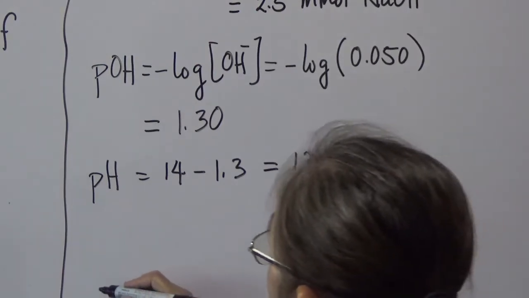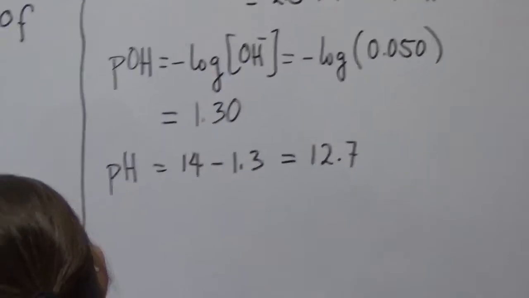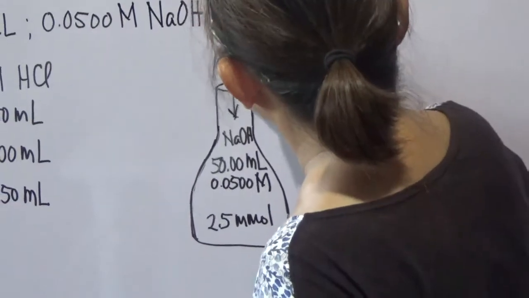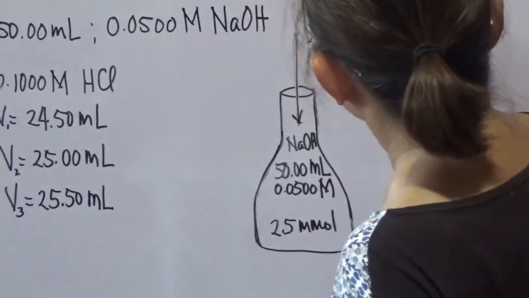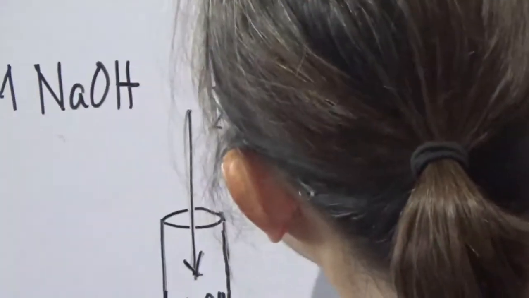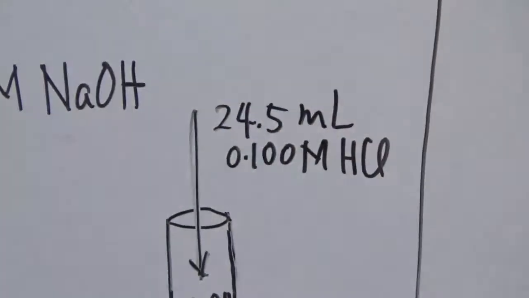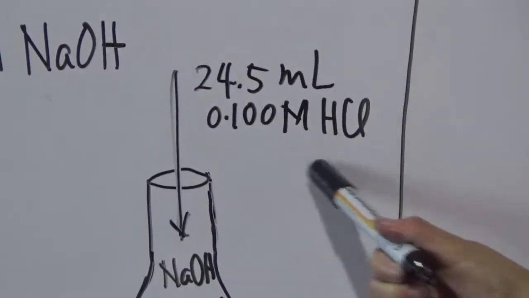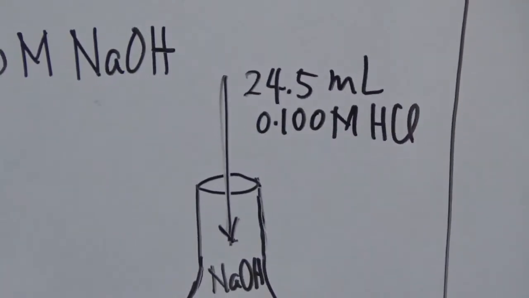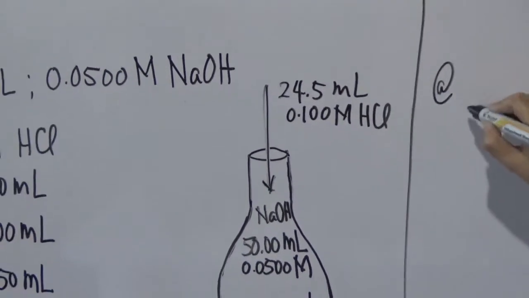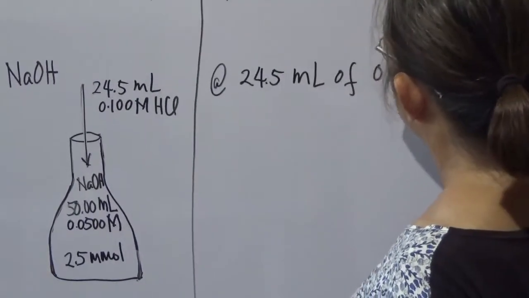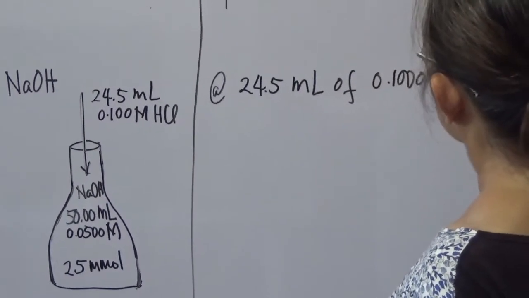So if you are going to titrate this with hydrochloric acid, we are going to add how many ml? 24.5 ml of 0.1 molar hydrochloric acid. Okay, so with this amount, how many millimoles of hydrochloric acid do we have at 24.5 ml of 0.1 molar hydrochloric acid?